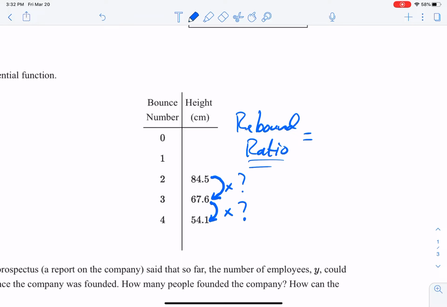Okay, welcome back. So you should have found the way to calculate a rebound ratio, given some data in a table, is taking one of these values on the right-hand side, but not the top one because we have nothing above it. So we're going to take this 67.6, and we're going to divide that by the value above it. Take a moment and make sure you see where those numbers came from. When we divide this, what do we get? Feel free to use your phone calculator to find this value.